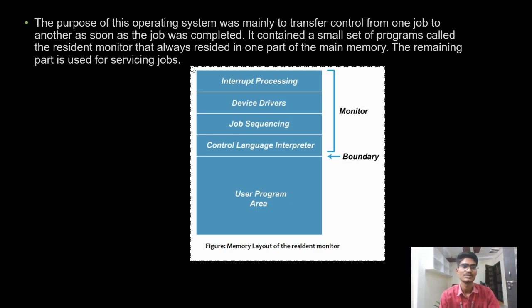It contains a small set of programs called the resident monitor, which resides in one part of the main memory. The remaining part is used for user jobs. It means that in the monitor, these will be the parts that are present in the batch operating system. The interrupt processing, device drivers, job sequencing, and control language interpreter will be present in the monitor together, and the user program and data will be present at one level.